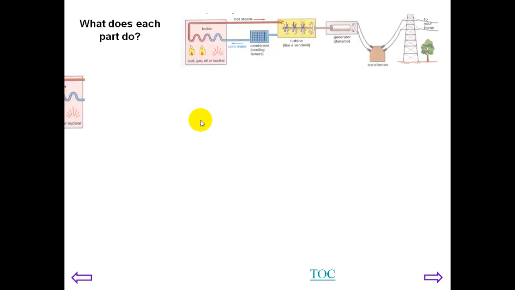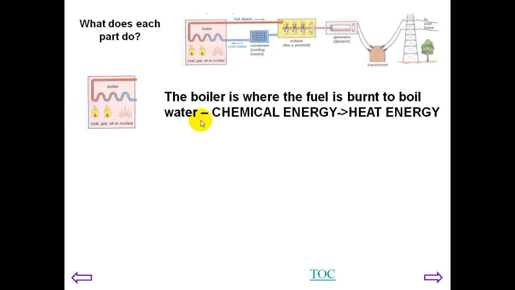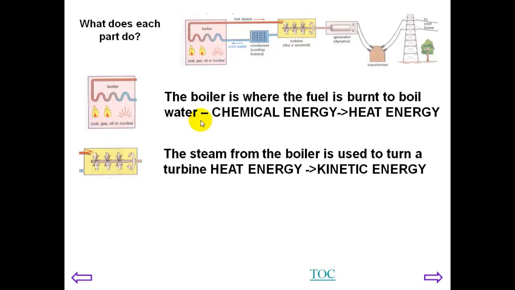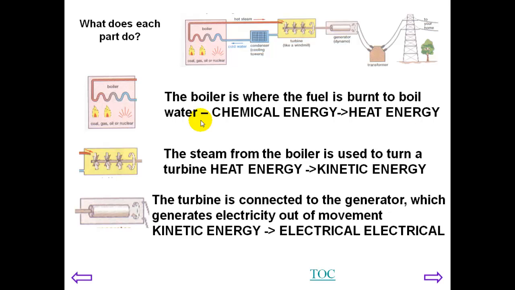So what does each part do? The boiler takes the fuel, which is chemical energy, and turns it into heat energy. The turbine takes the heat energy, the steam, and turns it into kinetic energy. It makes the turbine spin round. Then the generator changes this kinetic energy into electrical energy. And of course, the cooling tower is not an essential part of the energy conversion, but it's important to be able to remove some of the thermal energy to make this run faster.